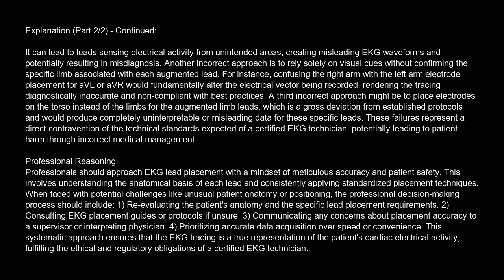Professional reasoning. Professionals should approach EKG lead placement with a mindset of meticulous accuracy and patient safety. This involves understanding the anatomical basis of each lead and consistently applying standardized placement techniques. When faced with potential challenges like unusual patient anatomy or positioning, the professional decision-making process should include: 1. Reevaluating the patient's anatomy and the specific lead placement requirements. 2. Consulting EKG placement guides or protocols if unsure. 3. Communicating any concerns about placement accuracy to a supervisor or interpreting physician.